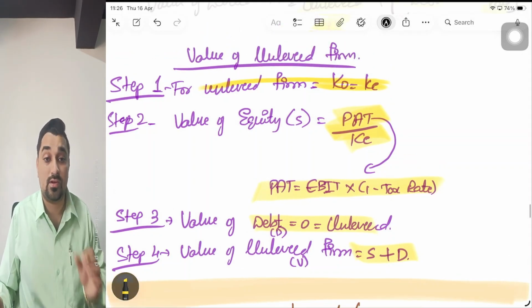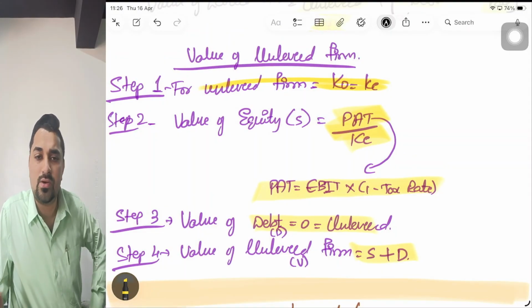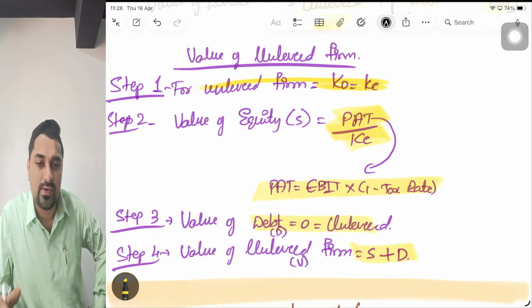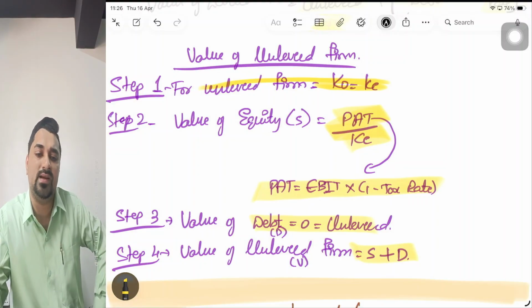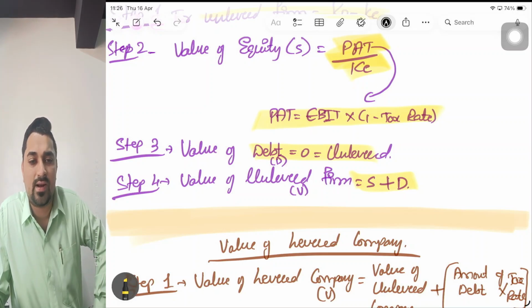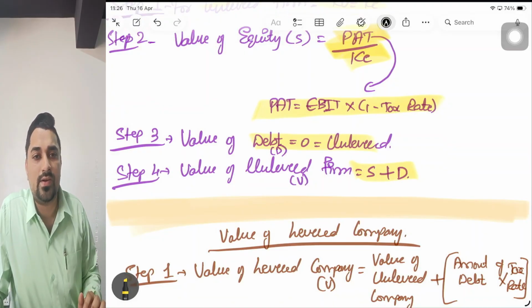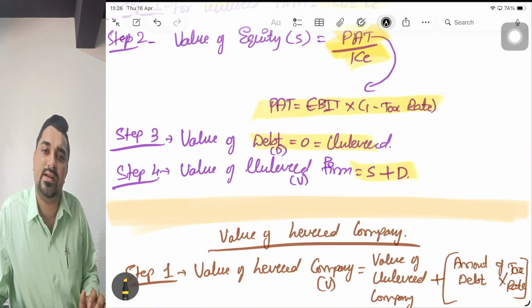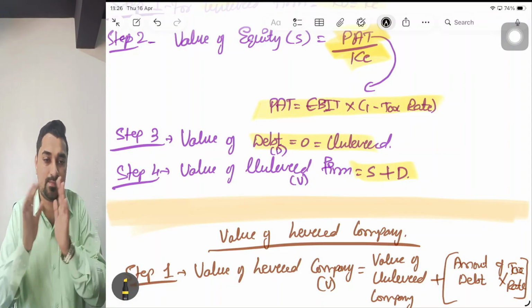So this is how you solve. First, you need to calculate value of unlevered firm. Step 1, for unlevered firm, KO equal to KE. Step 2, value of equity. How do you calculate? PAT divided by K. How do you calculate PAT, sir? EBIT into 1 minus tax rate. Next, value of debt, for unlevered firm, it will always be 0. Then value of firm is nothing but value of equity plus value of debt. Debt is 0. In other words, value of firm equal to value of equity. So this was first part of the question.